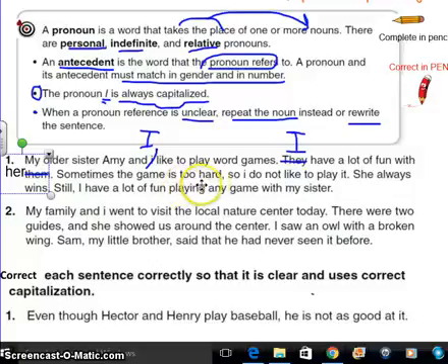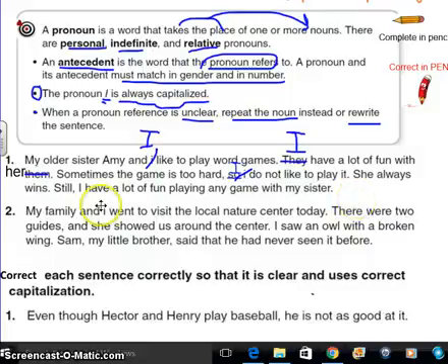Sometimes the game is too hard, so I do not like to play it. What do we need here? Yep, we need another capital I. That should be no excuse, fourth grade. You need another capital I. And Miss N doesn't know if she could really make one that's tiny enough, but I'm going to squeeze one in over there. Okay? She always wins. Still, I have a lot of fun playing any game with my sister.